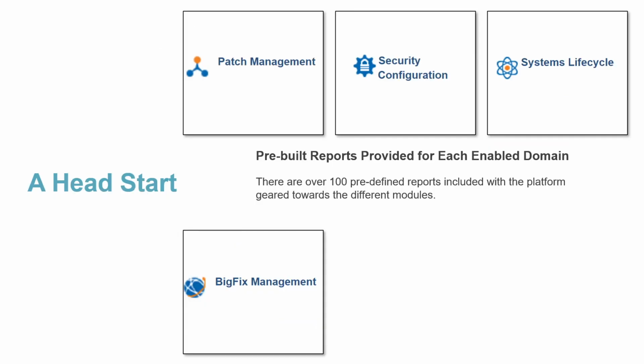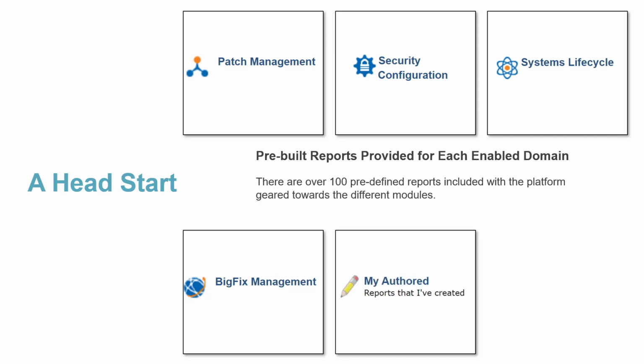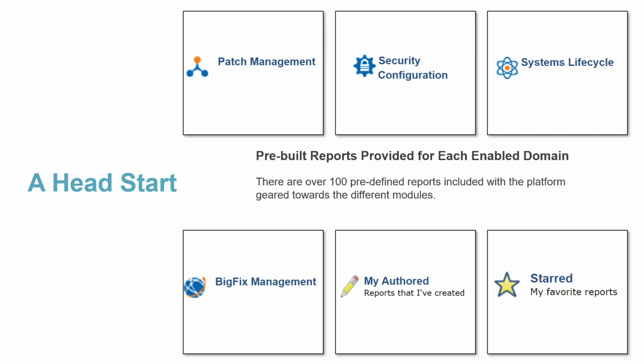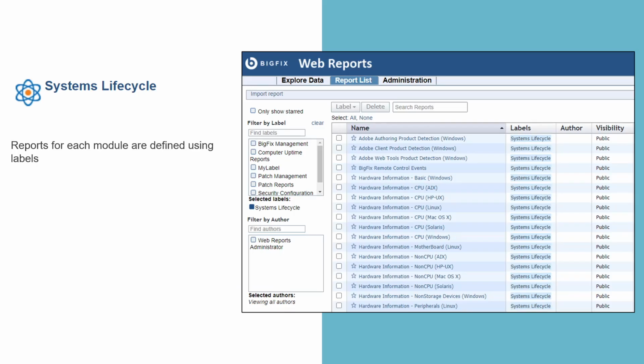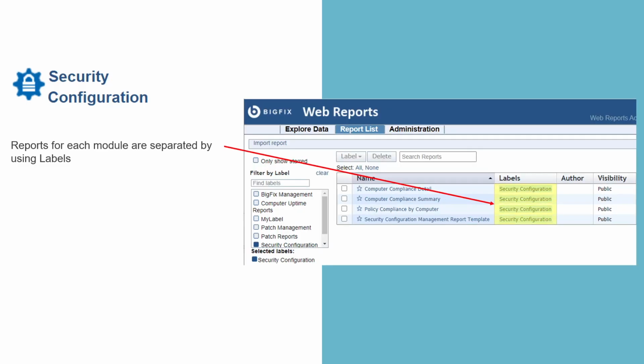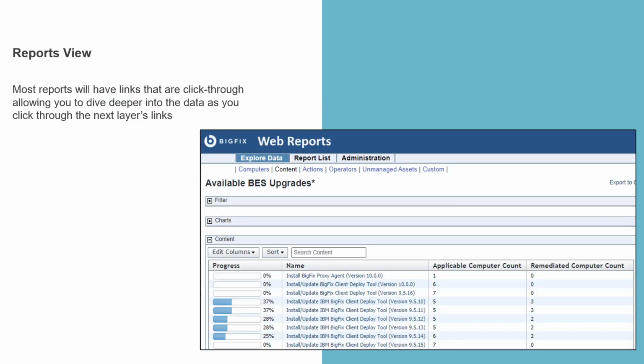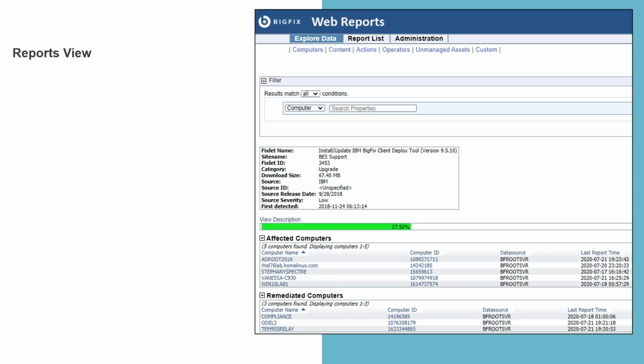When first logging onto web reports, you're not starting from scratch. You already have dozens of pre-built reports for each of the enabled BigFix modules, which you can then customize or use as templates to create your own and save. You can even highlight the ones that are most important to you. Clicking on any of the modules in the landing page takes you into the reports specific to that module, which are filtered by labels. Click on a live link within any report and you'll drill further into the details of that report. In many cases, you can continue to drill through to see finer details of the report.